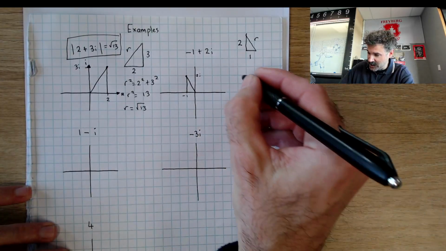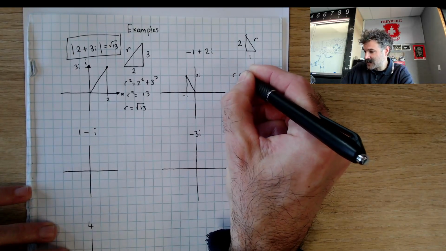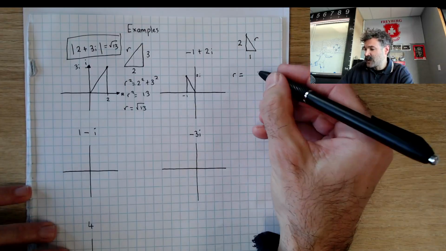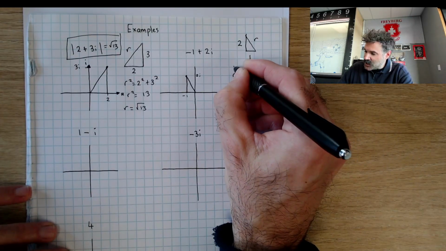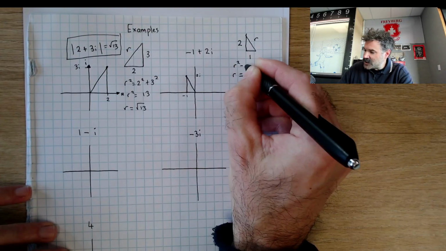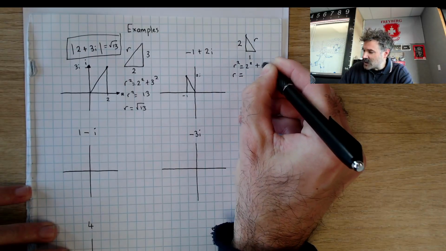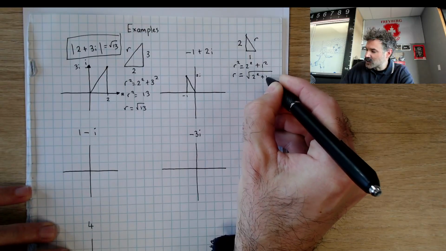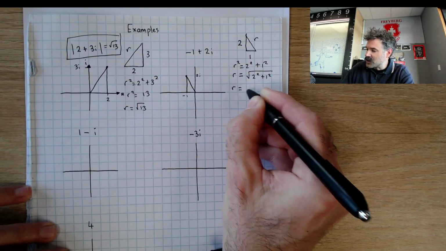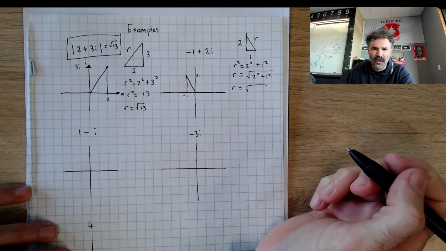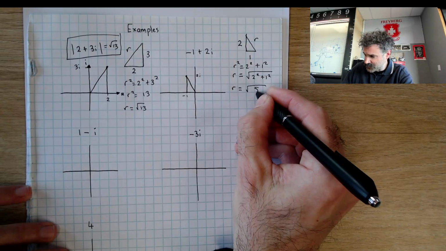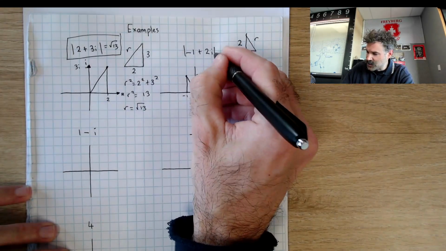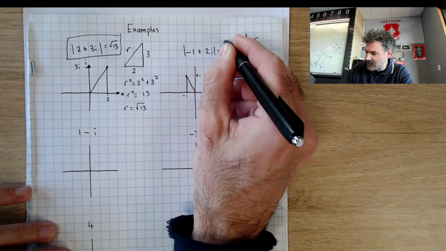I'm just going to go straight to r is going to be equal to, I'll do the first step, we'll get there soon. R squared is going to be equal to 2 squared plus 1 squared, and so r is going to be the square root of those two things, 2 squared plus 1 squared, and so r is going to equal the square root of 4 plus 1, 5. So this question is going to be the square root of 5.